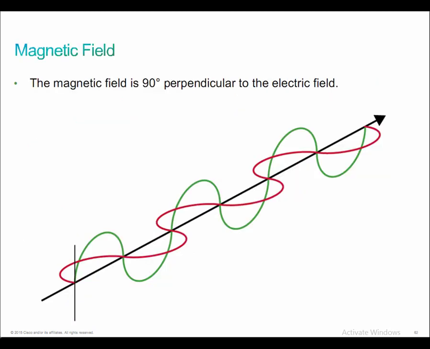Perpendicular to the electric field is the magnetic field. So the electric field is represented here in red. The green represents the magnetic field, which is the actual radiation that gets generated at the same time that the electric field is being generated.